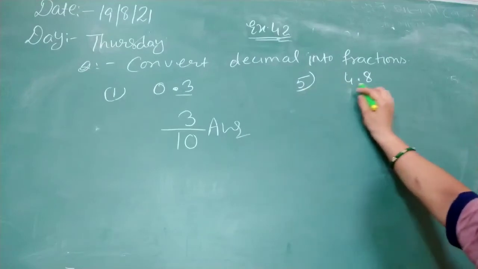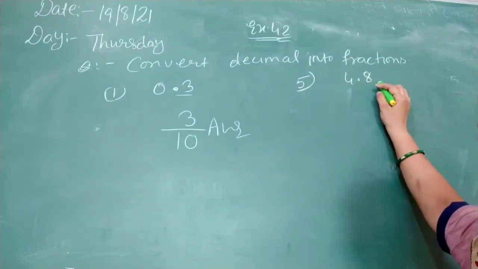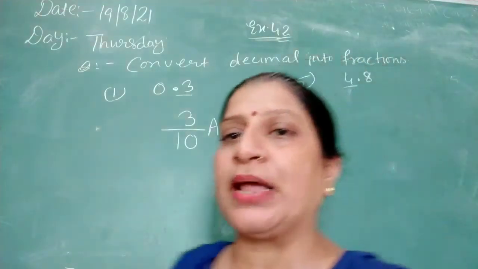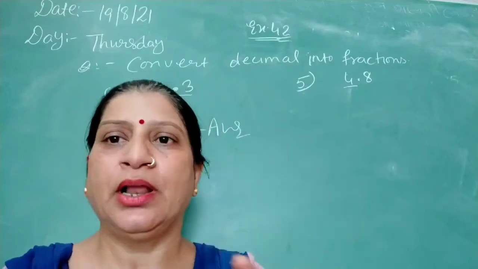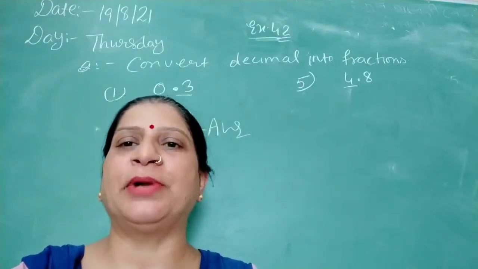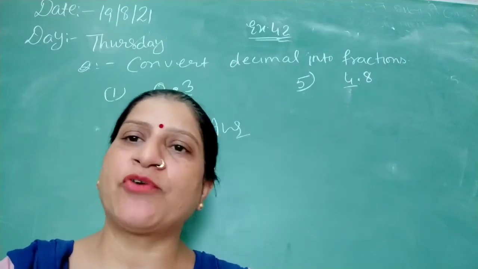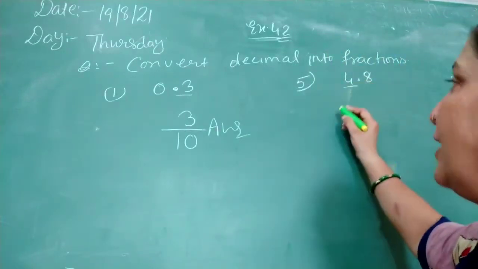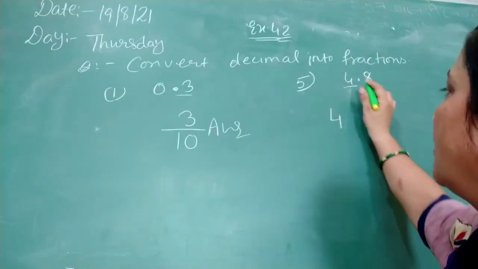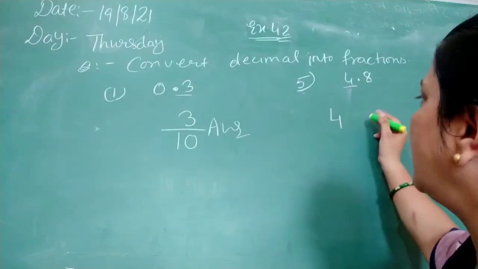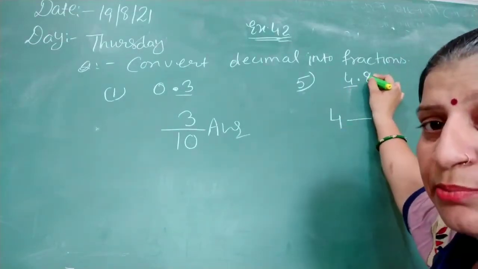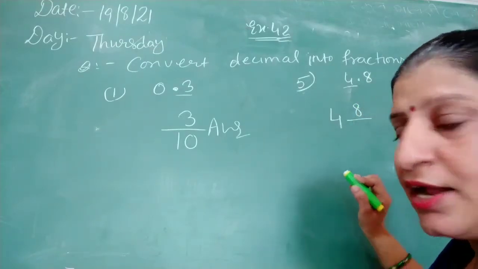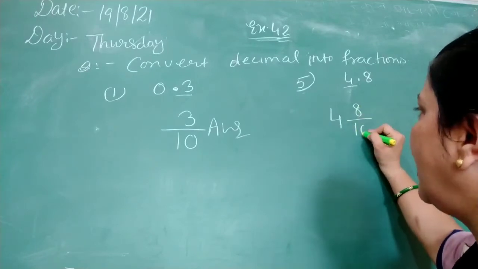Question number 5. The statement is 4.8. देखिए 4.8 है, डेसिमल से पहले आपको एक नंबर गिवन है. This number is the whole part. In the decimal, I explained to you that the number before the decimal is the whole part and the number after the decimal is called the decimal part. So firstly we write the whole part here, and after that we write the decimal part. In the decimal part we have the single digit 8. We write 8 by 10.